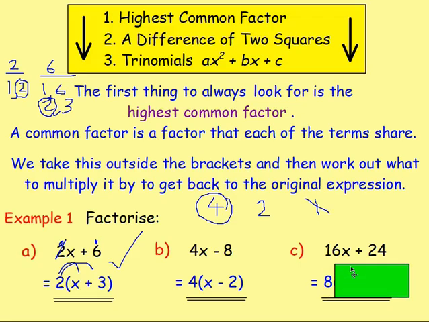So 8 times what gives us 16x? That's right, it's 8 times 2. 8 times 2 is 16, but we've also got the x there as well, so we need 2x. And then 8 times what is 24? It is positive 3, so we've got a plus 3. Brilliant. And Cammy, how do you check that? Good, you multiply it out. So 8 times 2x is 16x. 8 times 3 is 24. That is right. So you have the right answer.